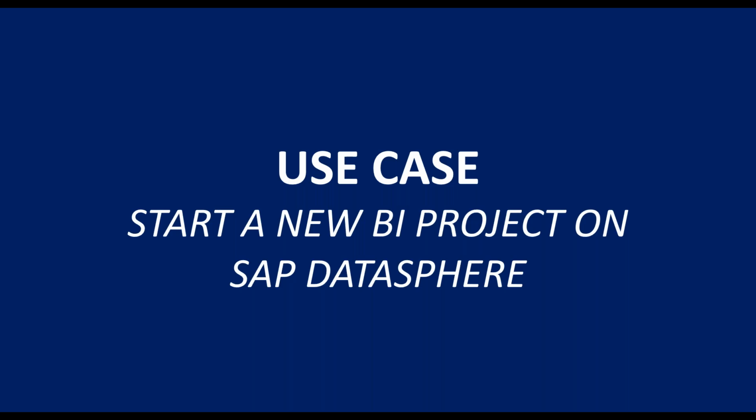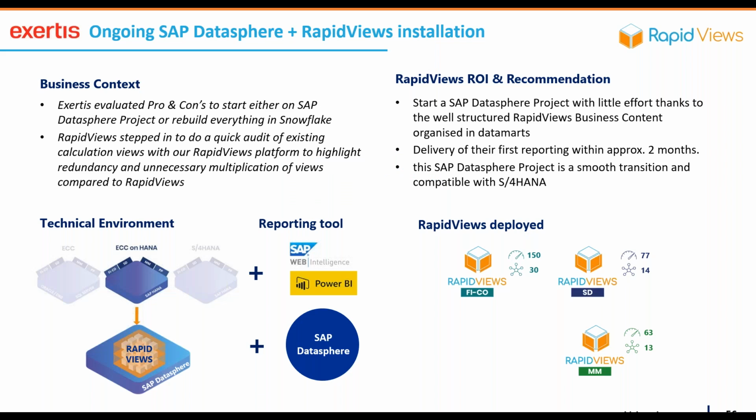Three different use cases. The first is a customer that wanted to start a new BI project on SAP Datasphere. So it's Exertis, a UK customer. They evaluated the pros and cons to build a data warehouse. They did a proof of concept with SAP Datasphere and also Snowflake, and they decided to go with SAP Datasphere and with our business content because they saw the value that using both SAP Datasphere and our RapidViews content was a real jump start and an accelerator to set up their new data warehouse project.